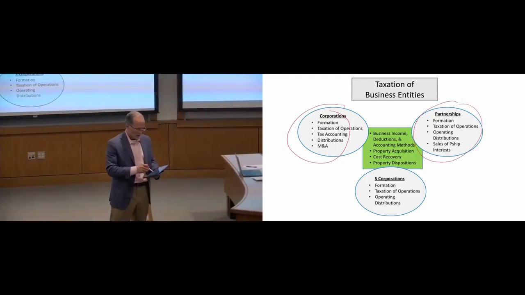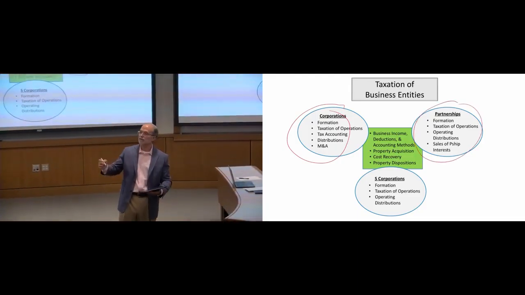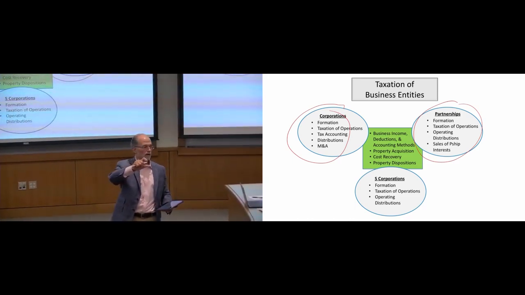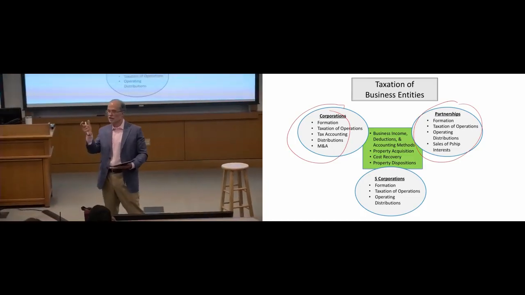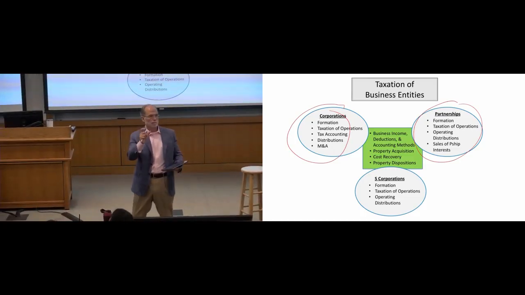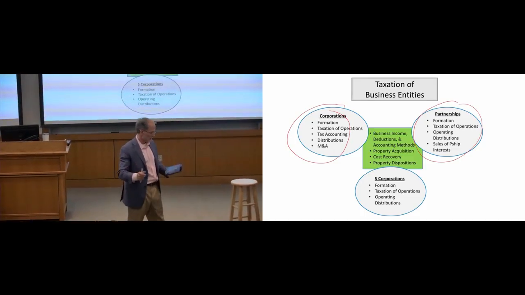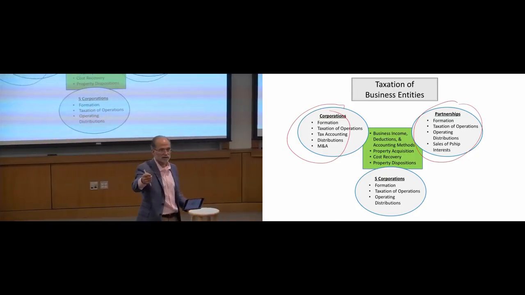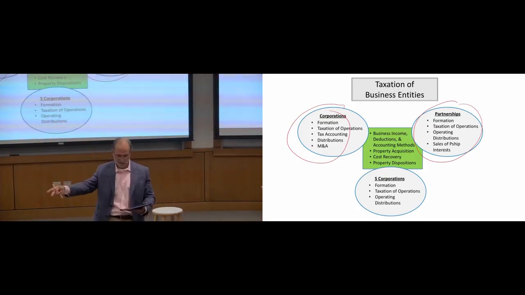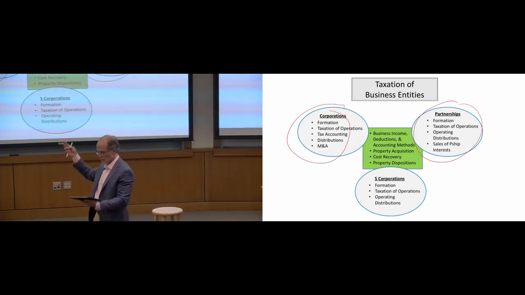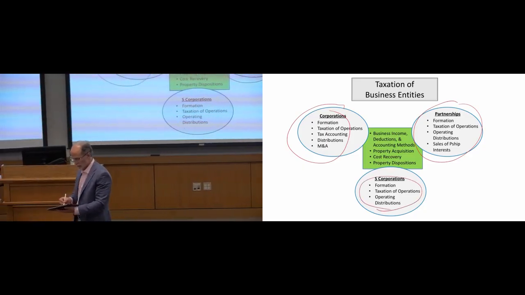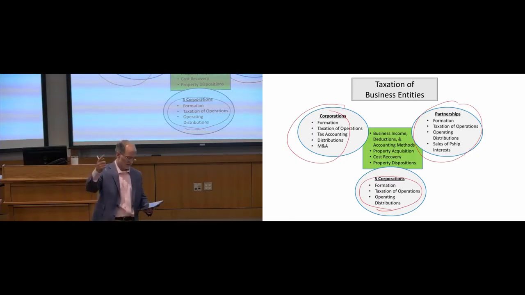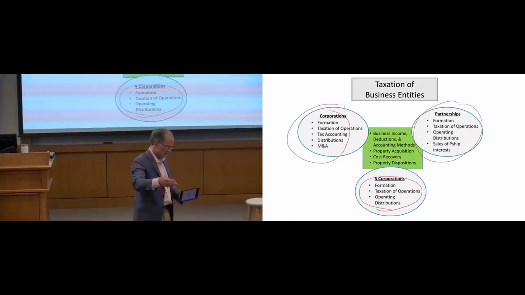On the partnership side, we had similar topics. That was that whole chart we just went through at the end of the last chapter, right? They were comparing similar topics, the different treatments. So we had formation of the partnership, taxation of its operations, the operating distributions, and sales of partnership interests. We just covered S corporations similarly. Formation, taxation of operations, operating distribution.